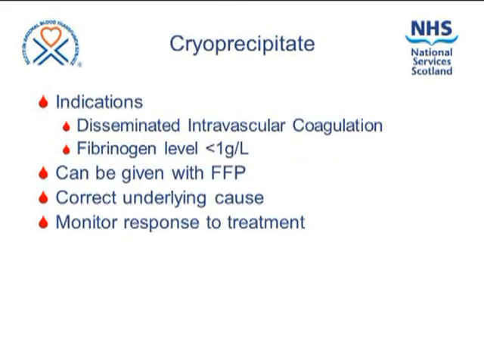Cryoprecipitate is indicated for disseminated intravascular coagulation, where the fibrinogen level is low, below 1 gram per litre. This can be given with FFP, and it's important to correct the underlying cause and monitor the response to treatment. If platelets, FFP and cryoprecipitate are all to be given, they should be given in that order, as platelet concentrate will contain plasma and some clotting factors.